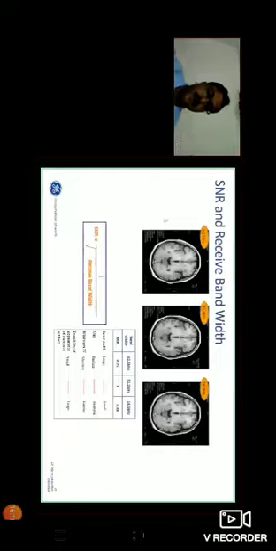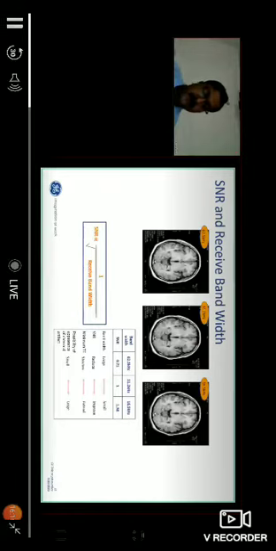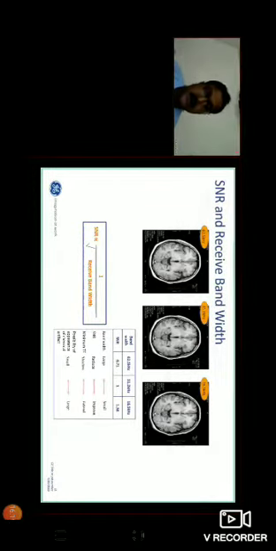So the SNR and the receiver bandwidth. The receiver bandwidth, we can say, is a range of frequencies that we are acquiring during the readout gradient. So it is the intensity of the gradient magnetic field in the frequency encoding direction. It is only the one parameter, and it does not affect the spatial resolution because I am not changing my frequency matrix, I am not changing anything that affects the spatial resolution. So I am just reducing the receiver bandwidth.